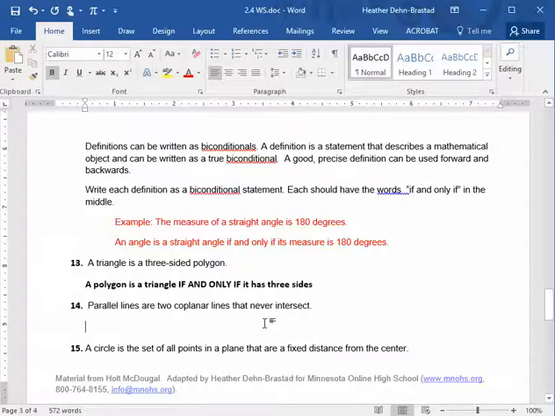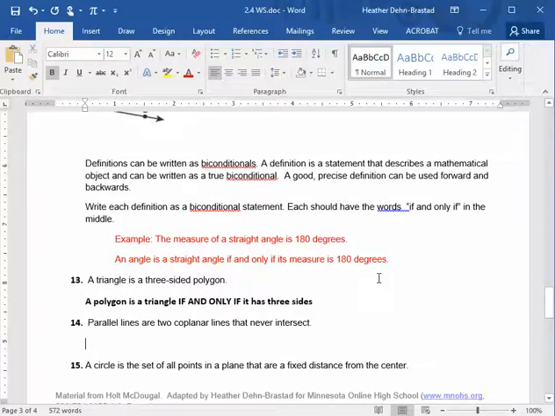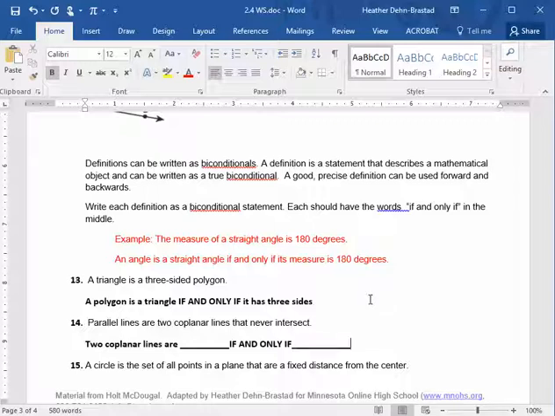I'm not going to do number 14 for you, but I'm going to start it. And I would start this with the words two coplanar lines. And then I would say are, and then you're going to pick out what are we defining here? And then don't forget to put your if and only if, and then you will finish this with the rest of the statement. So two coplanar lines are what, if and only if, and then finish that up.